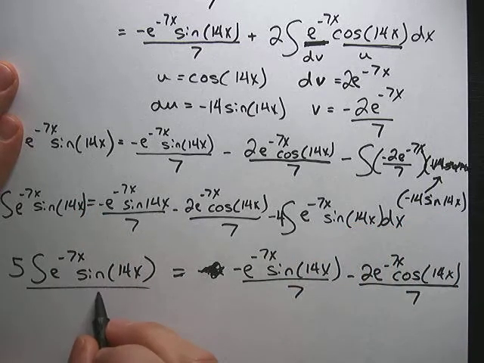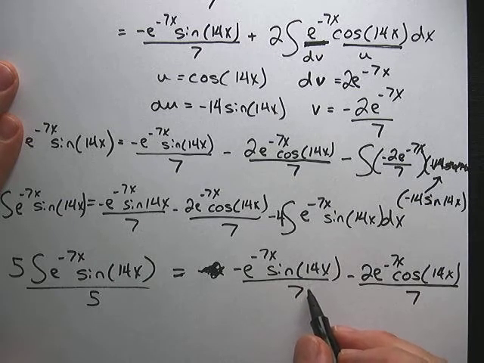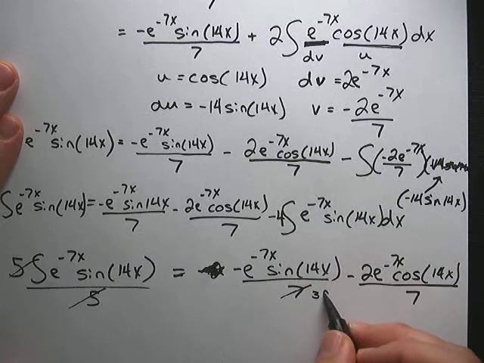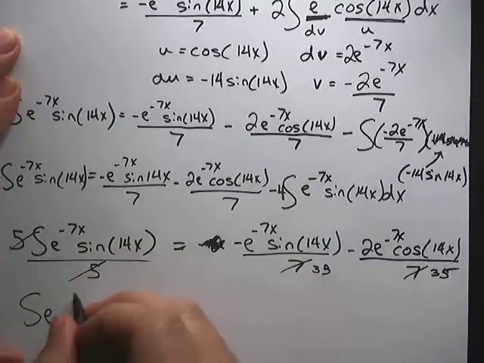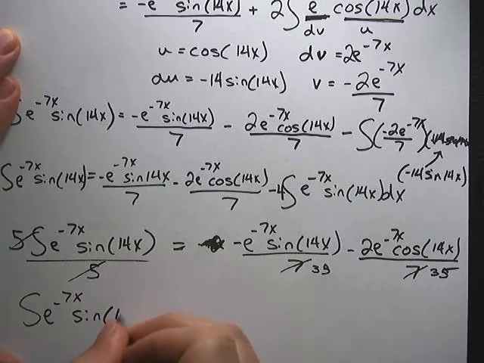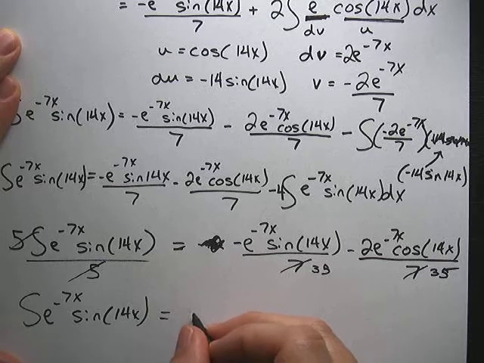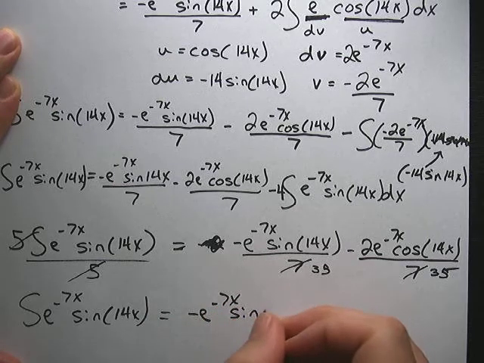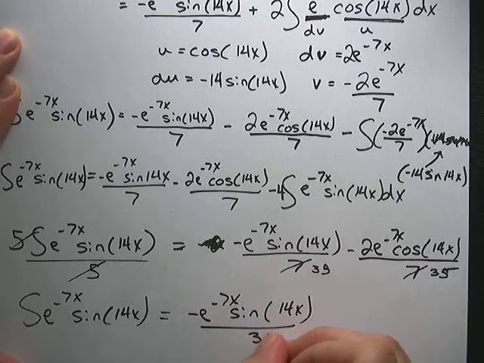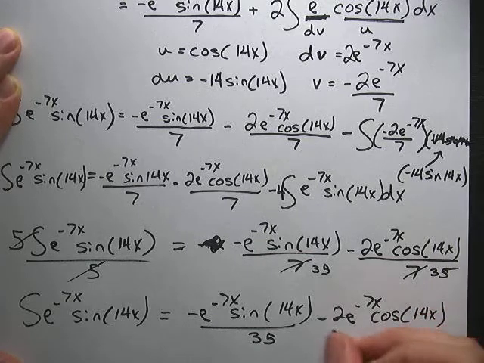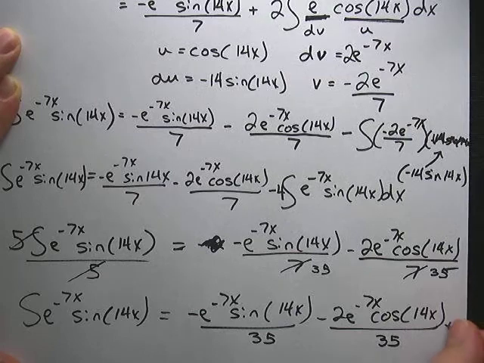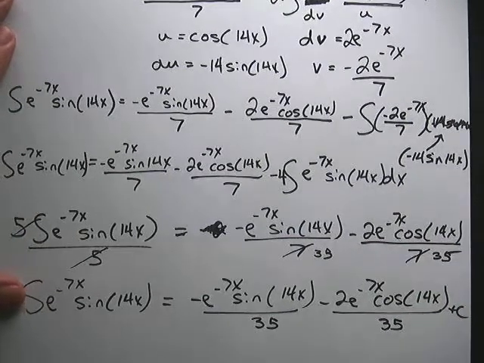Now all we have to do is divide by 5 here. So divide by 5, that changes this into a, so this would become a 35, and this would become a 35 when we divide both sides by 5. Okay, so our final answer for the integral of e to the negative 7x sine of 14x equals negative e to the negative 7x sine of 14x over 35 minus 2e to the negative 7x cosine of 14x over 35 plus c. Okay, and you could combine those two into one fraction since they have a common denominator, but I'm not going to worry about it. That answer is good enough.